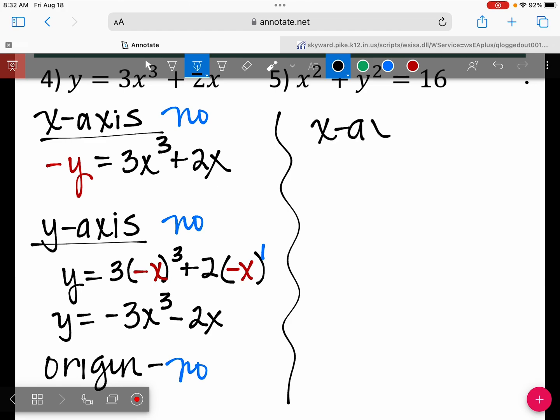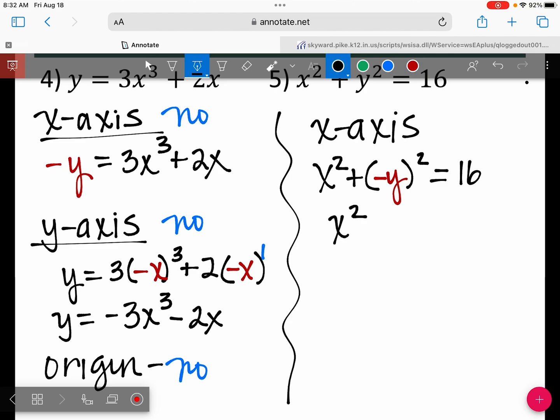So when I do x-axis, that'll be x squared plus, and then negative y goes here. Because I'm squaring the negative y, it flips back to positive. So that is a yes. Because that negative y is squared, which makes it positive.